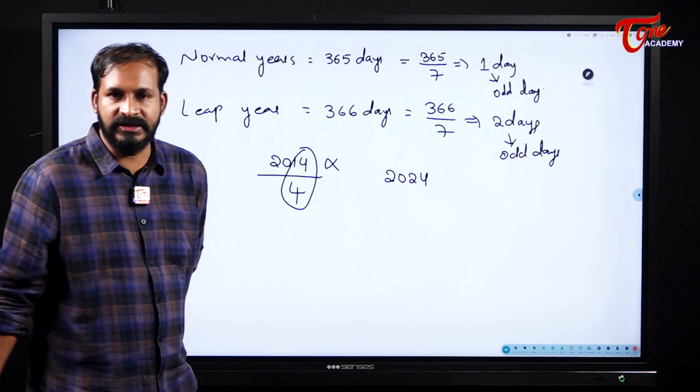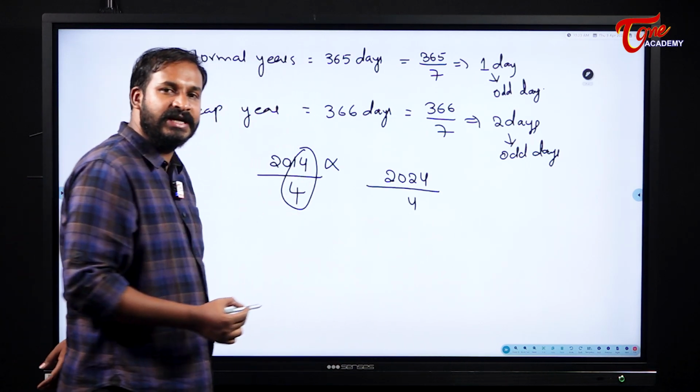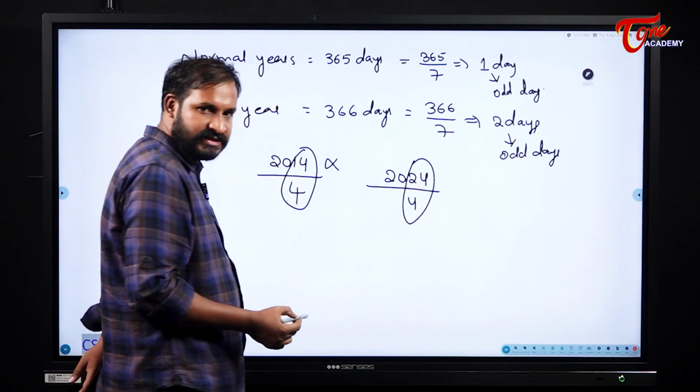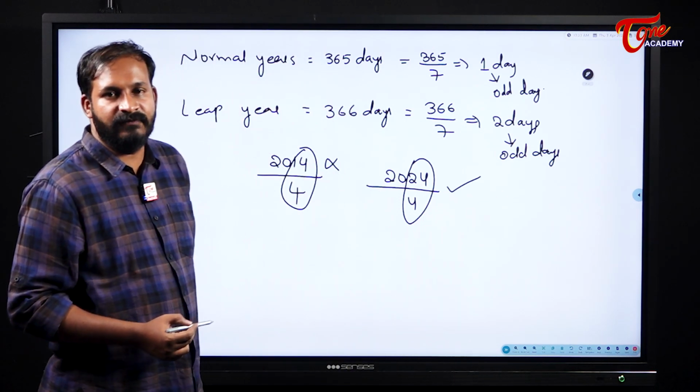Whether 2024 is a leap year or not. What is our logic? We will divide it by 4. If it is divisible by 4, then it is a leap year, else not a leap year. 2024 by 4, is it divisible? Yes, it is divisible. Then I can say that 2024 is a leap year.